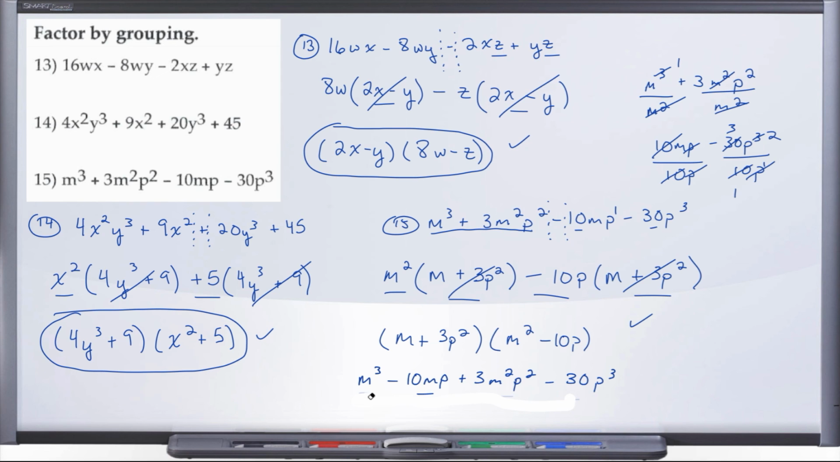And now let's make sure that we have all of the original terms. m cubed, so that works. Negative 10mp, negative 10mp, so that works. Plus 3m squared p squared, plus 3m squared p squared, so this works. And minus 30p cubed, minus 30p cubed, so that works. So we know, yes, we did factor correctly, and actually, this is the answer, right? These two factors. All right, so again, to check yourself, you can FOIL each of your factors and make sure you get back to the original expression you were working with.